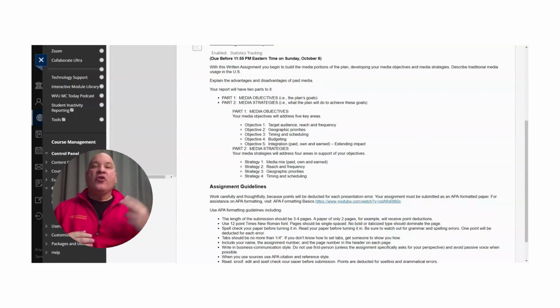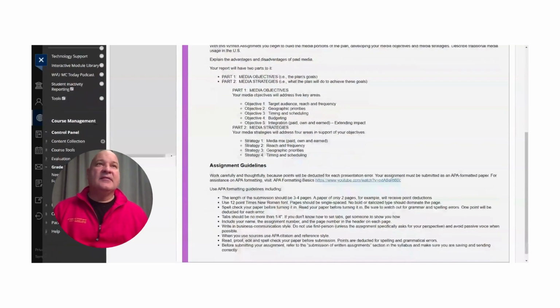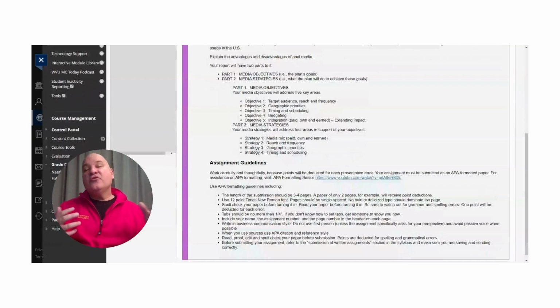All right, so there are two main parts to the assignment. The first one is the media objectives. Those are the goals. Just very broadly, what are we trying to do? Then part two is the strategies. How are we going to get there? What are we going to do to try to achieve these goals?